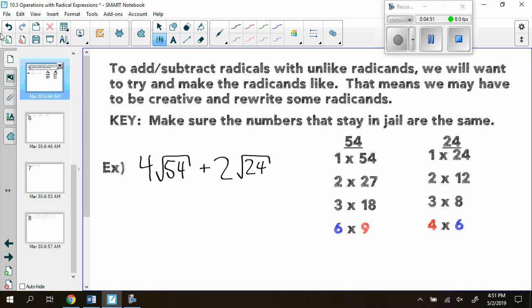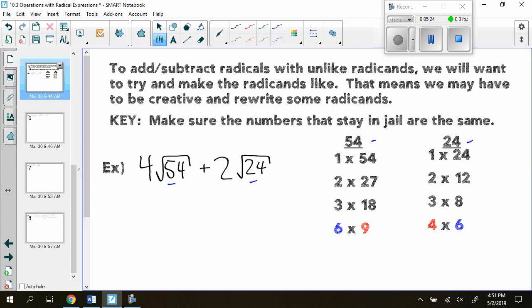All right, example 5 gets a little bit tougher. So now notice with the problem that we're working with, 4 square roots of 54 plus 2 square roots of 24, our radical parts don't match, right? And we'll run into that, obviously. Not everything's going to come out perfect for us. So we're going to have to be creative and make sure that the number that stays inside the radicand, that math vocabulary word from slide 1, the stuff inside of the radical, we want that to stay the same. I've kind of helped you out with the factors of 54 and 24 over here and over here.